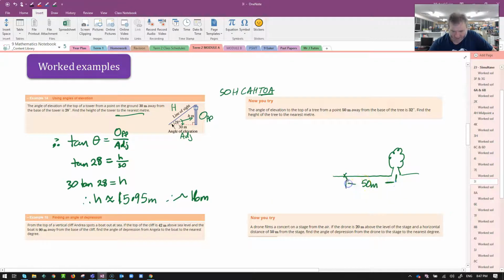Yes, probably none of you imagined, nor did I. But that's okay. 50 metres away, the angle of elevation to the top of the tree from a point 50 metres away from the base. Okay, it was just a bit confusing. How could you have an elevation from the base? But there we go. There's my 32 degrees.